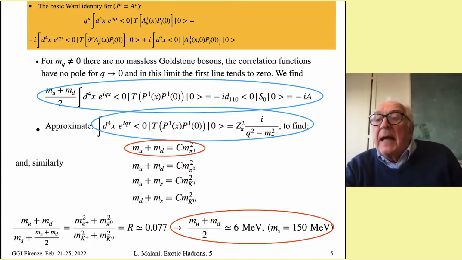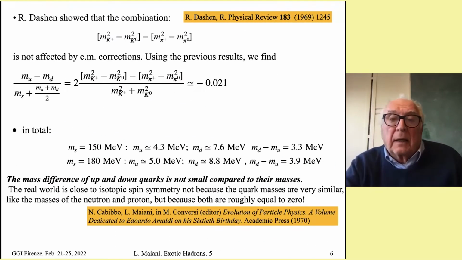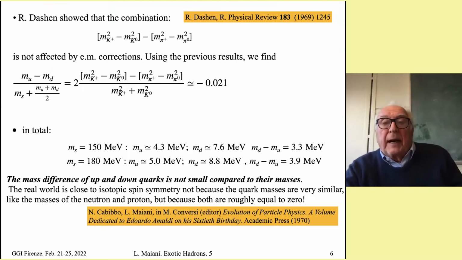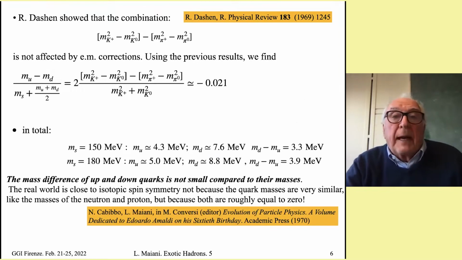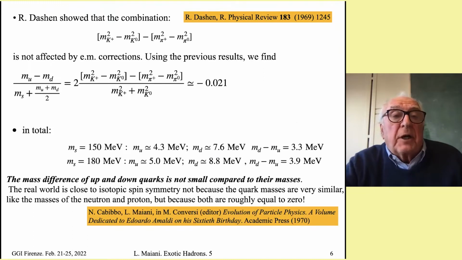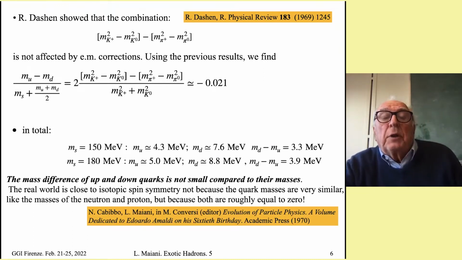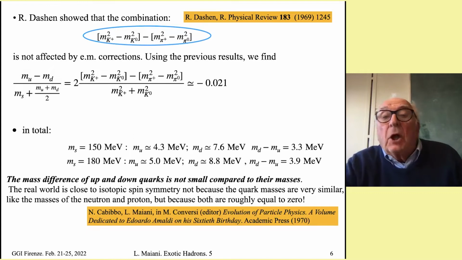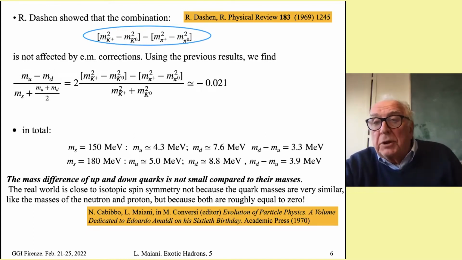This is the main result of Gell-Mann, Oakes and Renner, and Glashow and Weinberg. But to this, you can add another consideration, which I'm not going to demonstrate: Roger Dashen has shown that this combination of kaon and pion masses is not affected by the electromagnetic correction. This is a non-renormalization theorem.